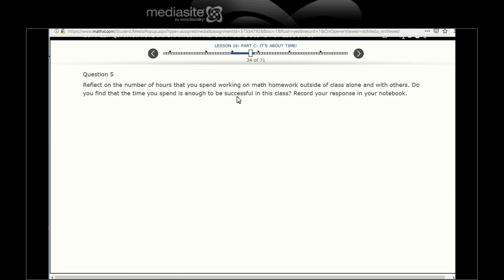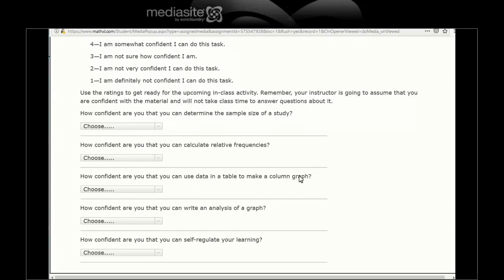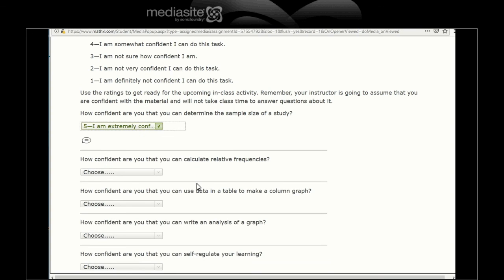So reflect on that. Where do you fall in here? And record your response in your notebook. Okay, update your confidence level with this stuff. How confident are you that you can determine the sample size for a study? You know how many, know all the numbers in each category, add them up, you got the sample size. I think I can do that.